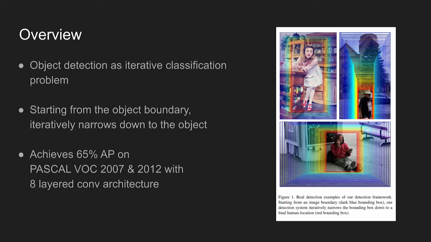Given an image as an input, the model starts from the boundary and moves towards the object instance. This is better shown in the image on the right. Dark blue box is the starting point of the bounding box, and the box is refined iteratively towards the object instance. The final box that covers the object is colored in red. In summary, AttentionNet achieves average precision of 65% on PASCAL VOC 2007 and 2012 dataset, with only using 8 layers of convolutions.